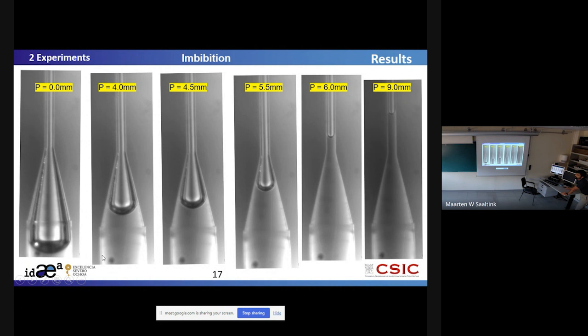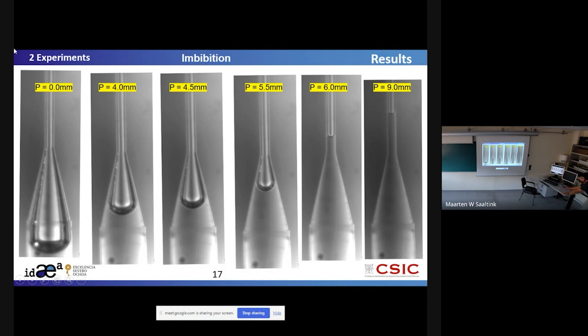At 4 it enters the tube, but still is at the constriction. At 4.5 still at the constriction. At 5.5 still at the constriction. At 6 it jumps. And it just goes linearly up to 9 millimeters.